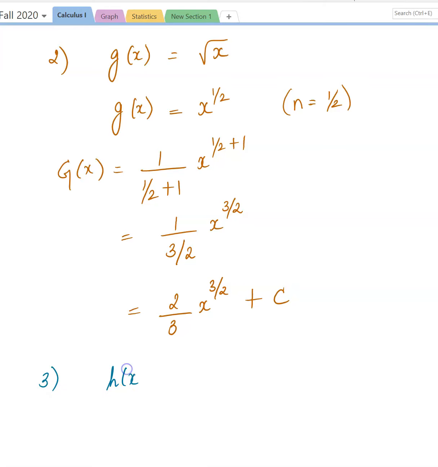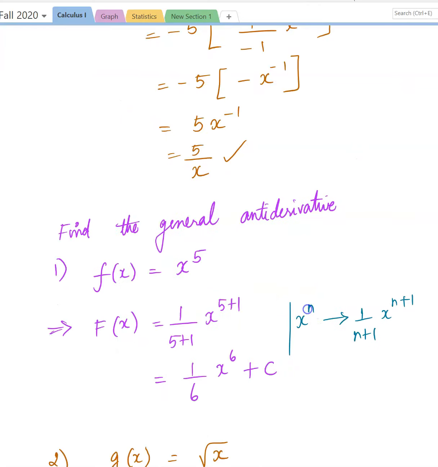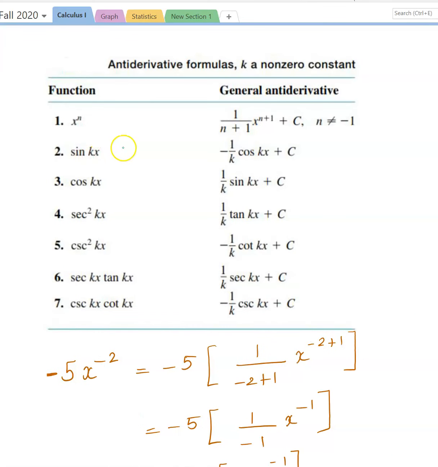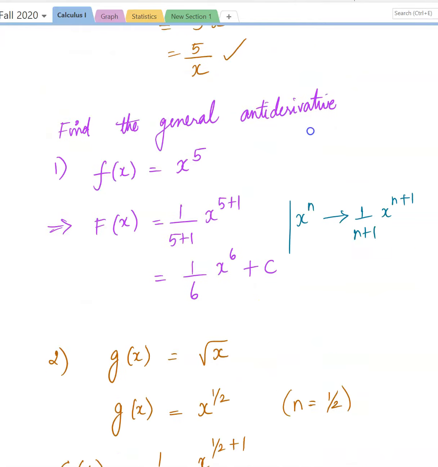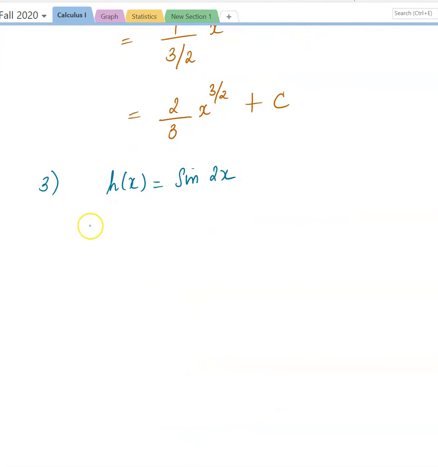Third problem is h of x equals sine 2x. So we have the formula for sine kx. Let me take you there. Sine kx, and the k in our case is 2 because it's sine 2x. It says negative 1 over k cosine kx plus c. We use that here. K is 2. So capital H of x would then be negative 1 over k cosine kx, so cosine 2x plus c. Very, very convenient there.